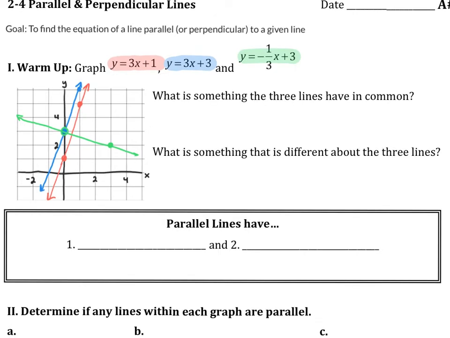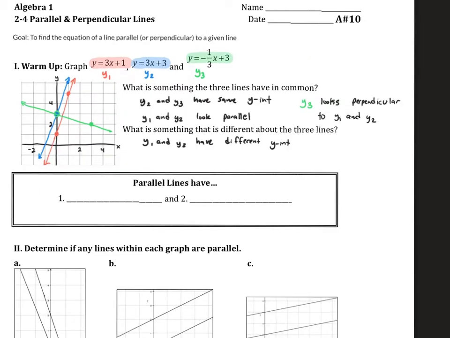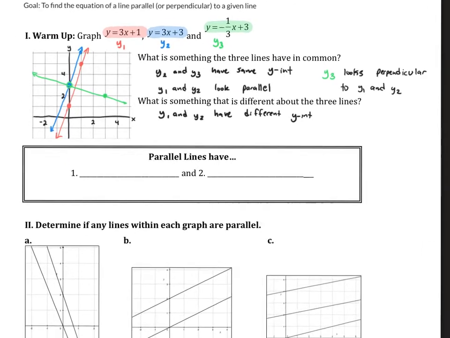So what's something they all have in common, and what's something that might be different? For our sake, I'm going to label these a variety of different names. So this one I'm going to call Y3, and then this I'll call Y2, and this one I'll call Y1. Now pause, think about it, write your answers down. And here are a few suggestions. Now let's take a gander.